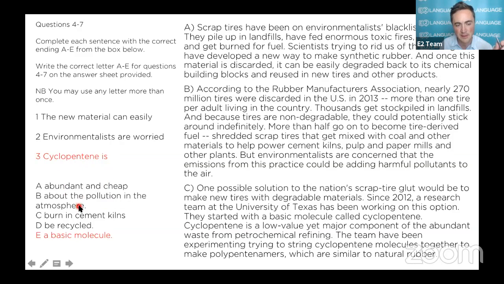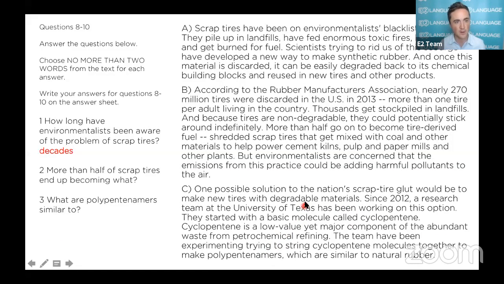Cyclopentene is about the pollution in the atmosphere. Well, there's nothing mentioned here about cyclopentene. Cyclopentene is a basic molecule. Let's just confirm that. It says here, they started with a basic molecule called cyclopentene. 3 is E. Cool. Please type in your, no, we've got one more.